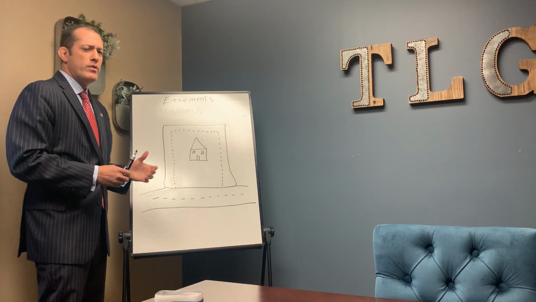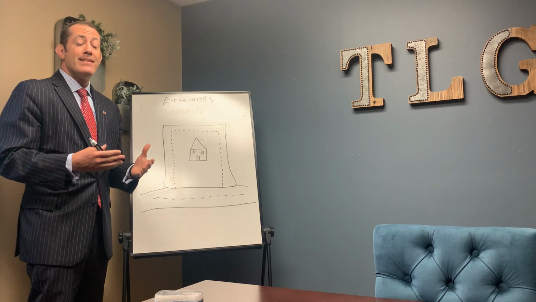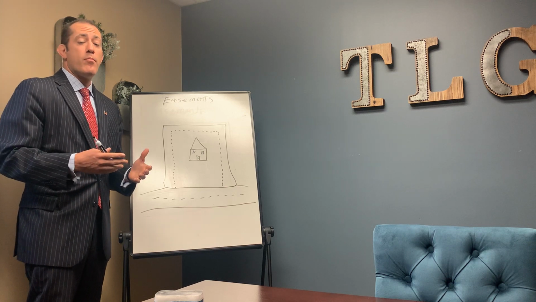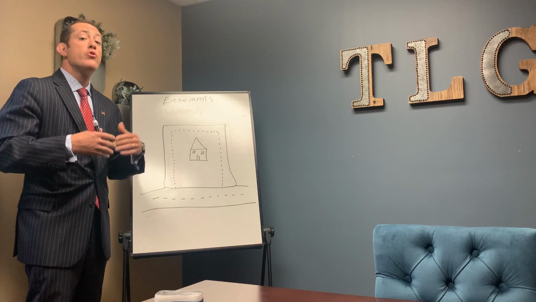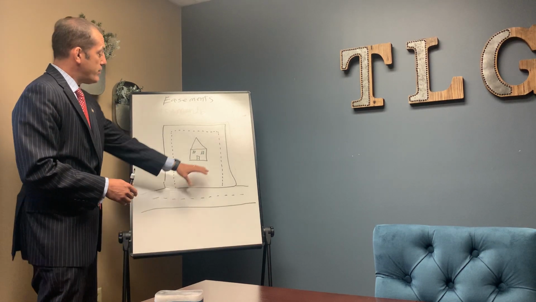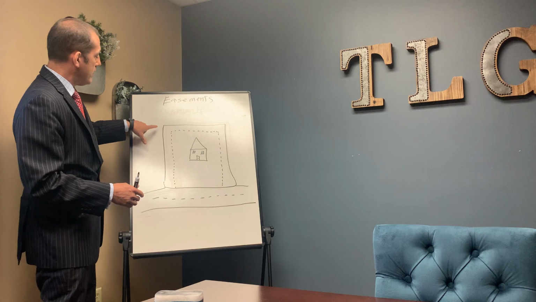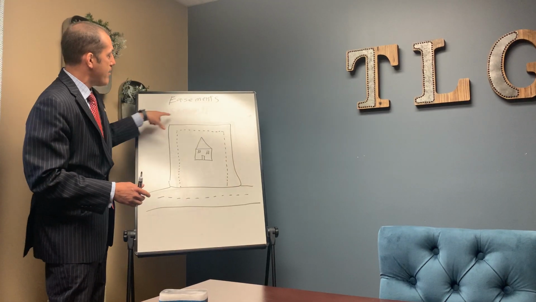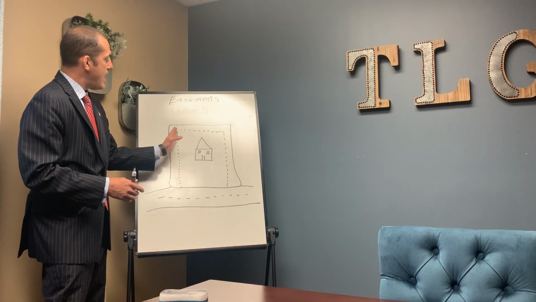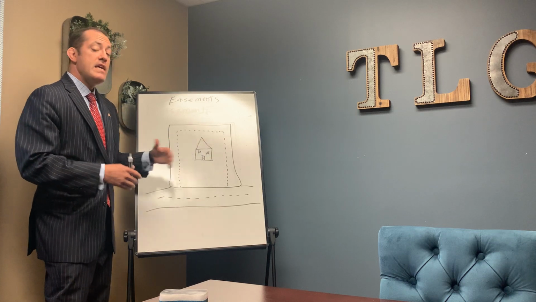An easement is always going to be granting an access to the property or a use of the property, but it's never going to be granting ownership interest in the property. So this owner owns the property all the way out to the line here. The boundary line is here, but inside the boundary line, this dotted line indicates where the easement lies.